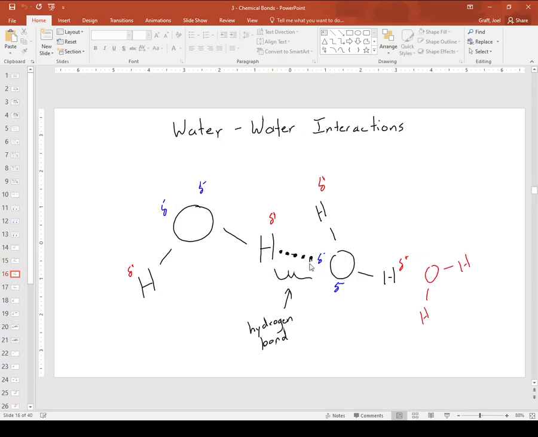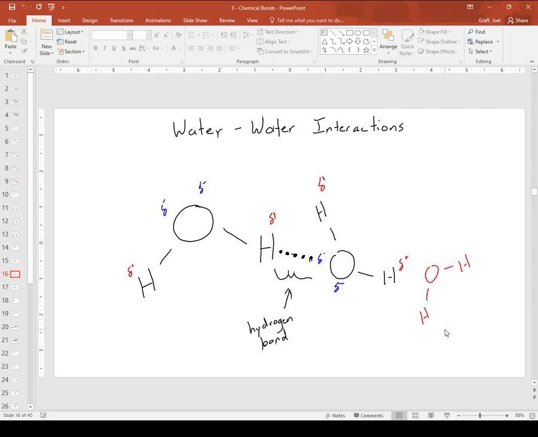And in fact, you even get a bit of a bond forming between those two, and that is called a hydrogen bond. The hydrogen bond is not as strong as these covalent bonds here, so it's a weaker bond than the covalent bonds, but it is a bond that if you add enough of them together, they can amount to a fairly strong structure. And we'll get back to that with what happens when lots of hydrogen bonds form between water molecules.